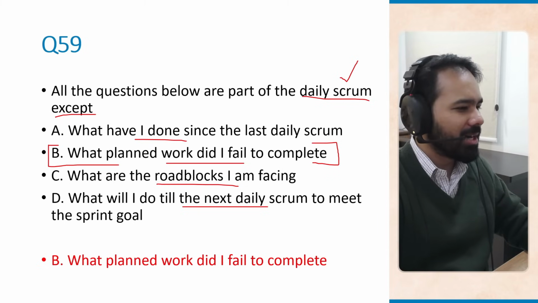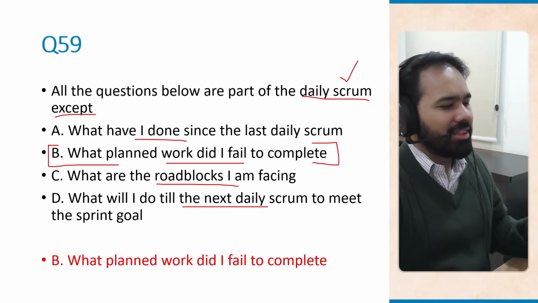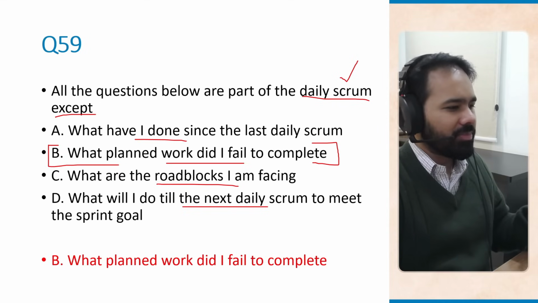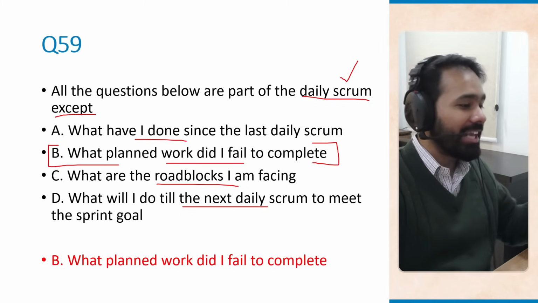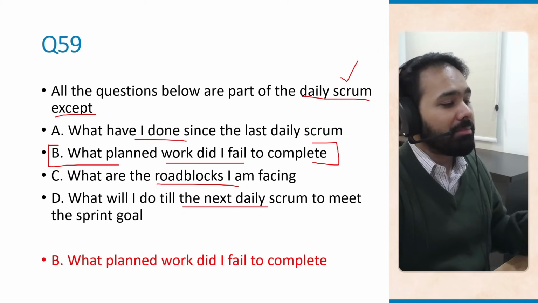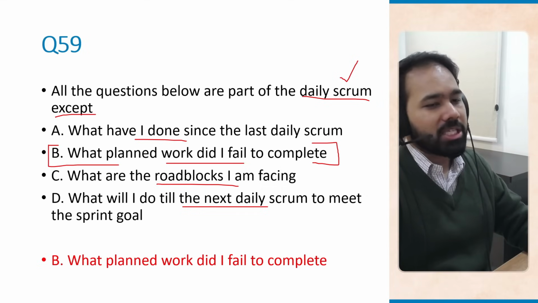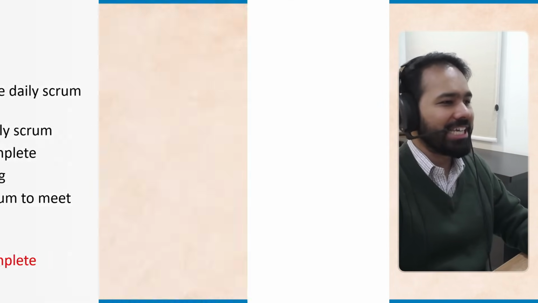There are three classic questions in the daily scrum that teams are required to answer. That is, what did I do yesterday that helped the team meet the sprint goal? What will I do today to help the team meet the sprint goal? And are there any impediments that are preventing me or the team from meeting the sprint goal? As you can see, these three options talk about that, but option B is definitely incorrect.